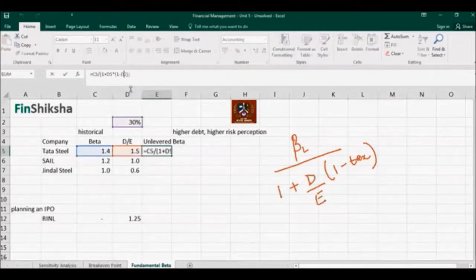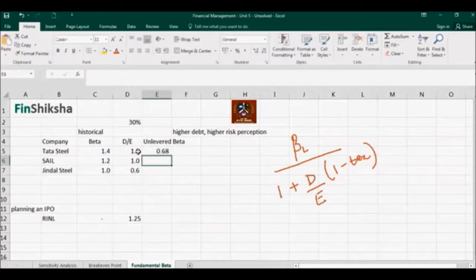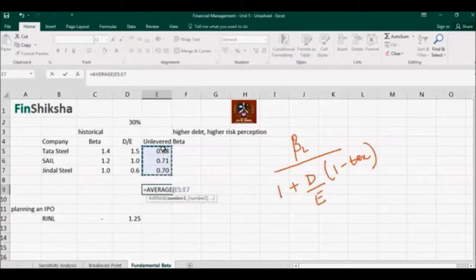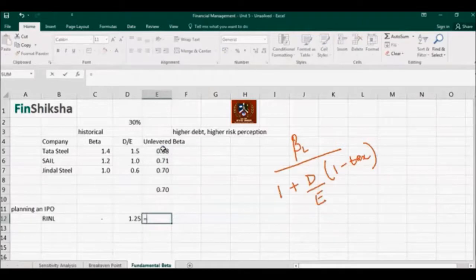Correct? I can freeze the tax rate in this formula and I can just drag the formula down. And we find that similar companies in the steel sector would have similar unlevered beta, assuming there is no debt. So we have basically scaled everything down for the assumption of zero debt. Now we find the average of these three unlevered betas. That should be the unlevered beta for RINL as well. So if it had zero debt, then it should have the same unlevered beta, right?